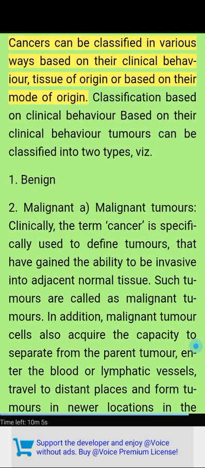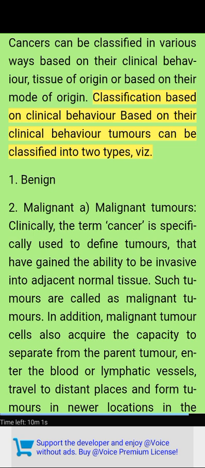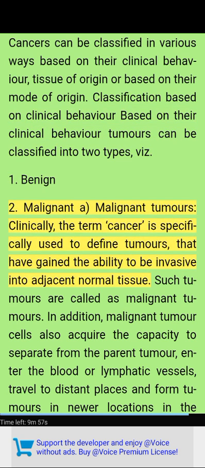Types of cancer. Cancers can be classified in various ways based on their clinical behavior, tissue of origin, or based on their mode of origin. Classification based on clinical behavior. Based on their clinical behavior, tumors can be classified into two types, viz. 1. Benign. 2. Malignant tumors.